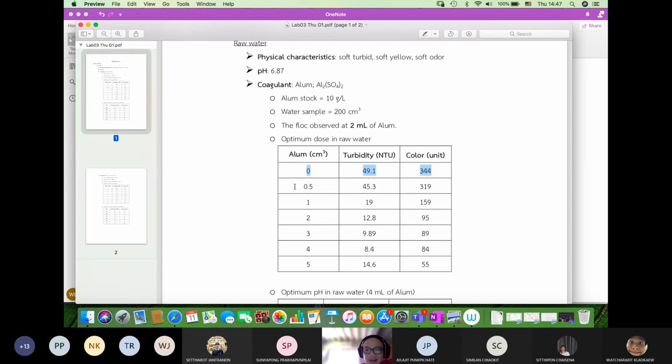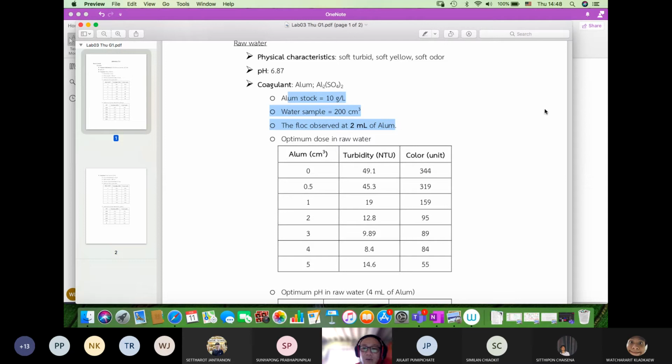We have 6 jars. This is the first jar, second, third, fourth, fifth, and sixth. At the beginning, we don't know. We have no idea how many ml of alum we are going to add to the first jar. That is why we have to try this one.